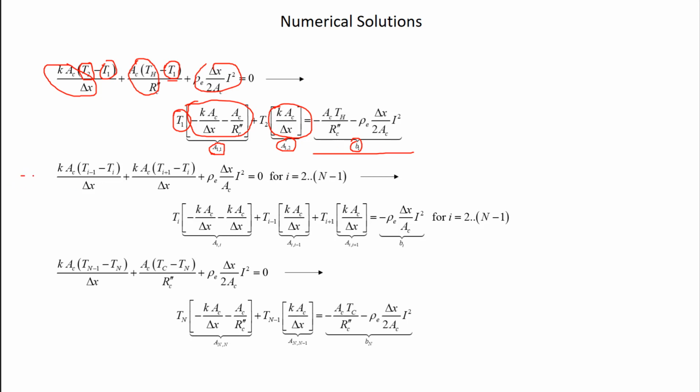So the next thing we would do is all of our internal nodes. So I have 3 unknowns in this equation, right?